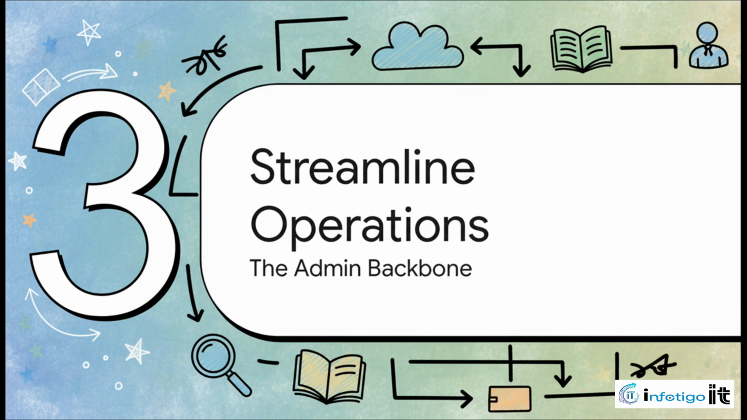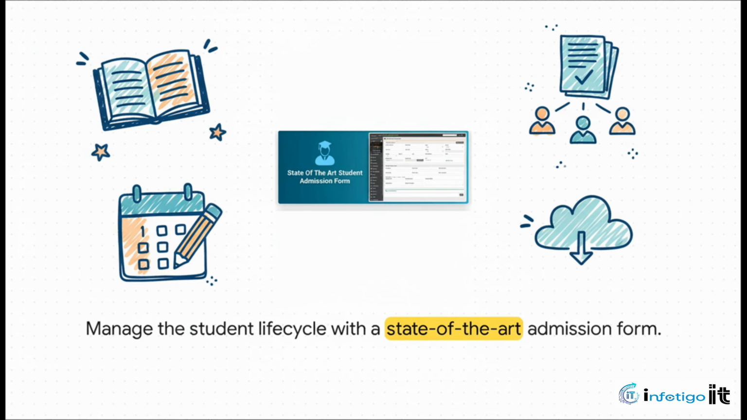This is the administrative backbone that makes sure everything runs like clockwork. And it all starts with admissions. You can forget about chasing paperwork. Our modern admission form captures over 40 different records for every single student. We're talking everything from previous school details to sibling info, creating a complete digital profile from day one.